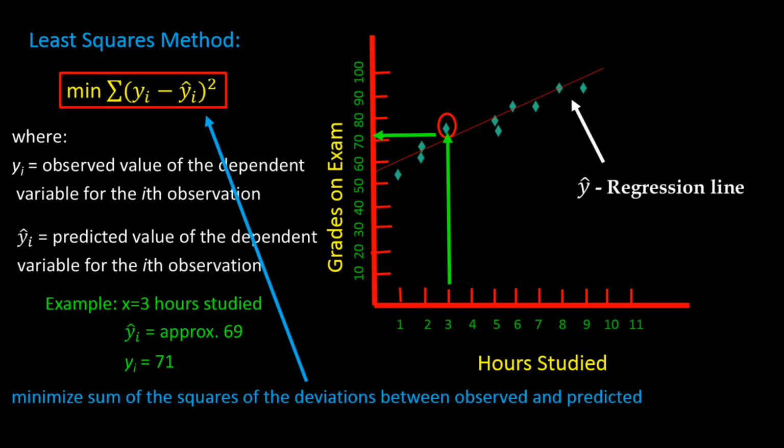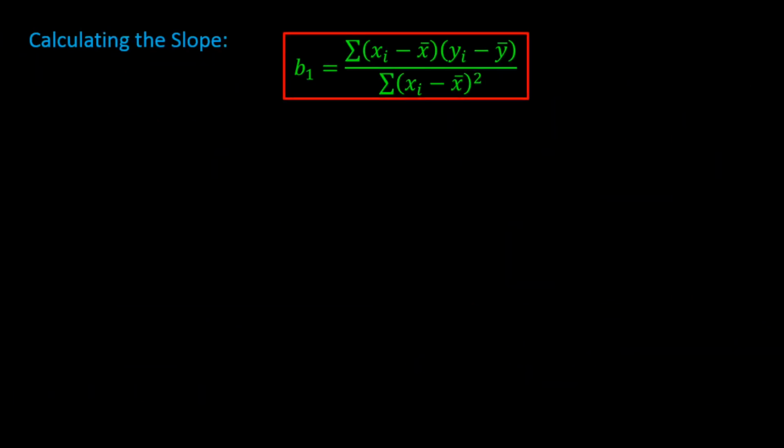Take each y i from each y hat and minimize that squared difference. Now that we understand what the best fitting line to the data would be, we need to calculate its slope and its y-intercept. Let's first start with the slope.